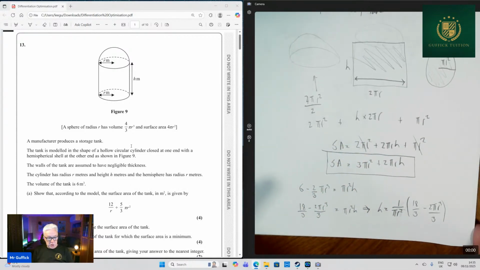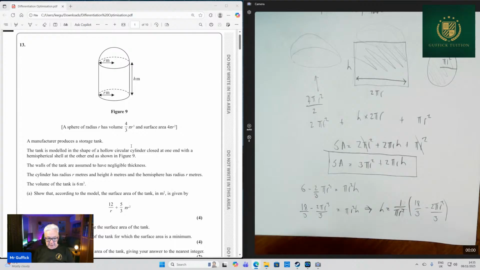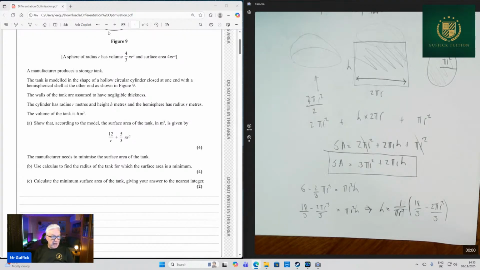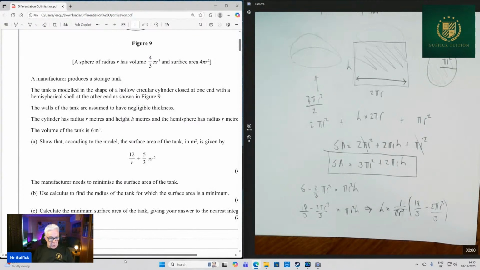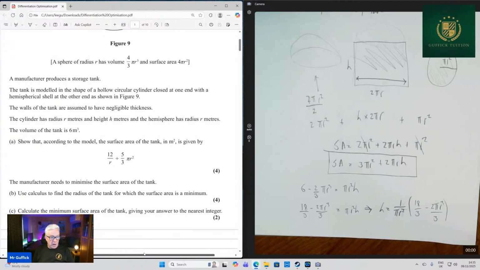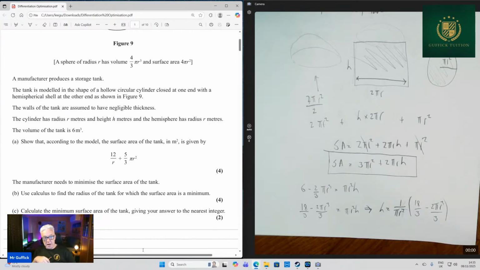Now that's our expression for our surface area. Now we've got to try and show that the surface area is given by this expression here in the question. Okay, we've got to show that it is equal to 12 over r plus 5/3 pi r squared. Okay, so the first thing to notice is this equation that we're aiming for has no h in it at all. So there is no h in this expression.